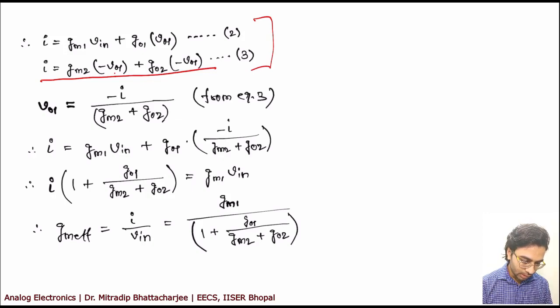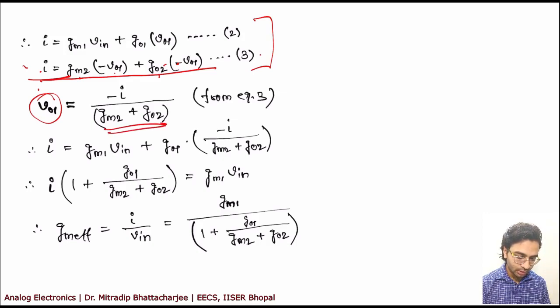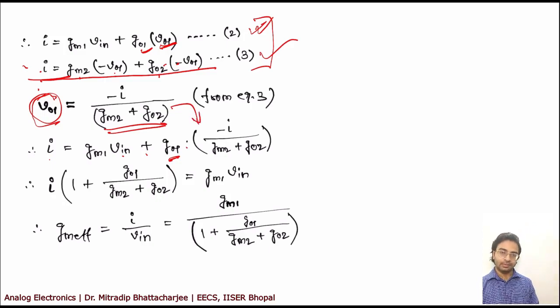If you take V01 in common, you will find GM2 plus GO2 as a factor, which will come in the denominator of I, and this minus sign will transfer there. So your V01 is minus I divided by GM2 plus GO2 from equation 3. Put this value in equation 2. You have V01, right? So I equal to GM1 into V in plus GO1 into this value. Okay, nothing complicated, just replacing the value, substituting the value.